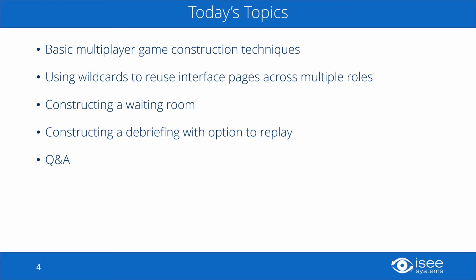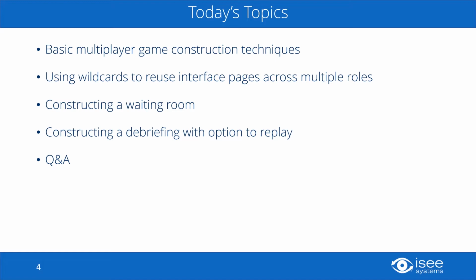From there, we're going to talk a bit more about how we can use wildcards to reuse interface pages across multiple roles. When I say the word role, what I'm really referring to is a position within the simulation that each of the different players can take. It can be really advantageous if we have a whole bunch of players who are making more or less the same decisions and looking at more or less the same results to share the same interface page, so that you as a simulation author don't have to keep making more and more pages, one for each role.